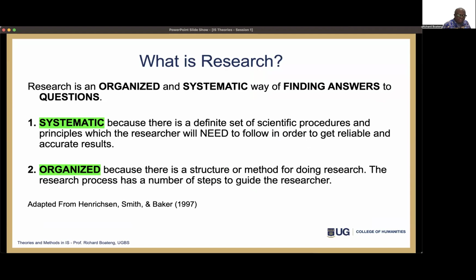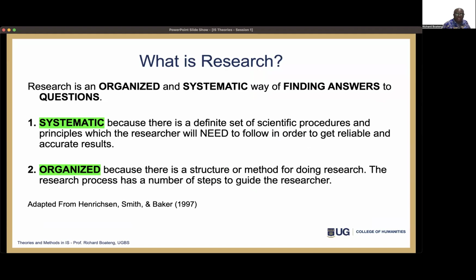So a research process may have steps such as asking the right question, being able to design a study to collect data to answer the question, being able to go to the field and collect the data, after collecting the data, analyzing the data, and then interpreting the data and communicating it in a report. Now, all these steps I mentioned are what we call the structure or method for doing research.